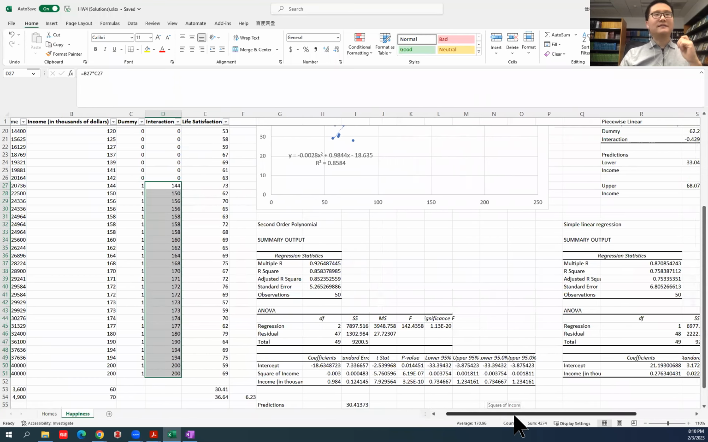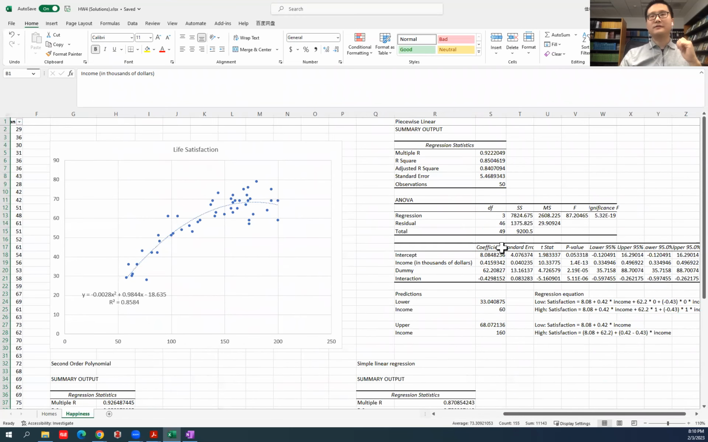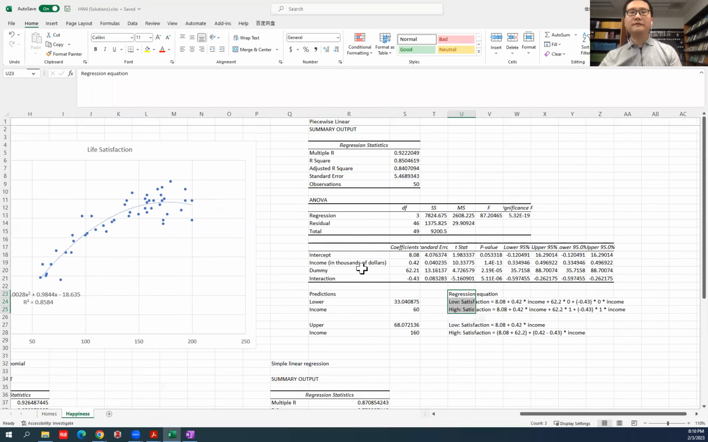So when these 3 columns were used as predictors, this model gave us the estimation results as shown here. I provided the equation here. So out of the summary output, we could write the regression equation.